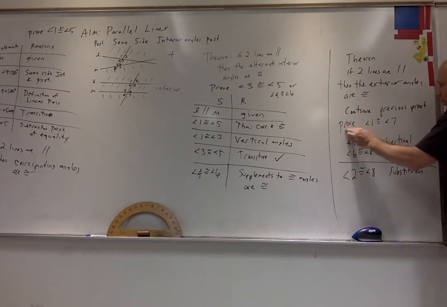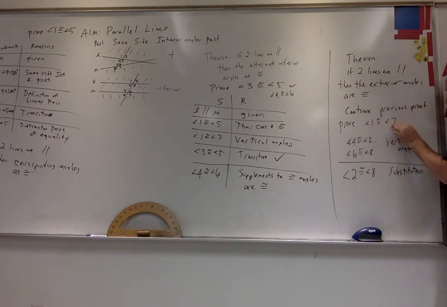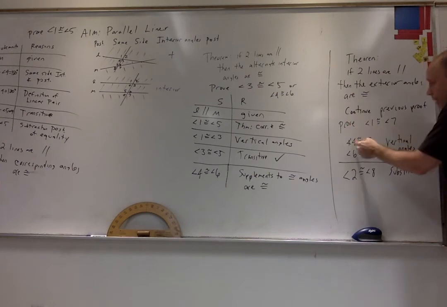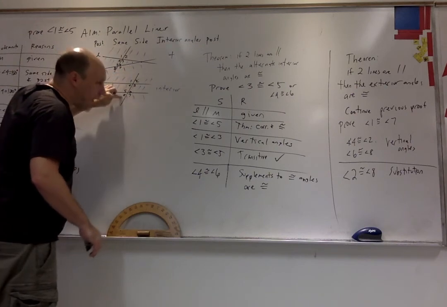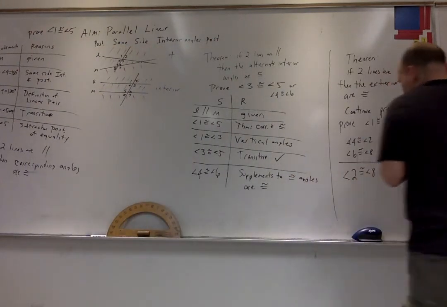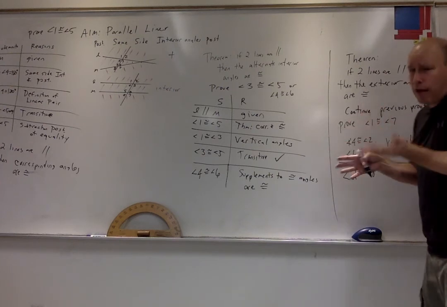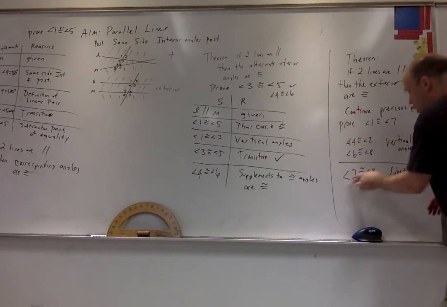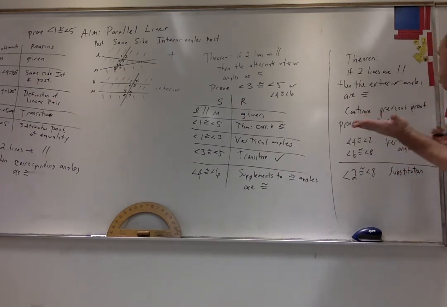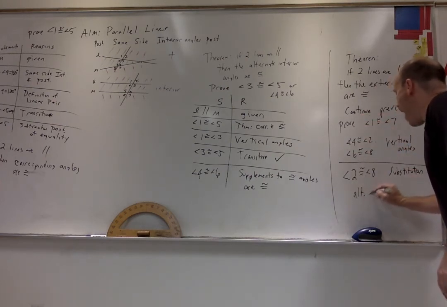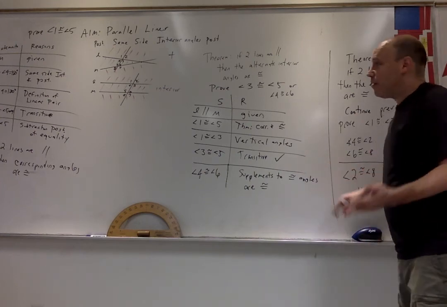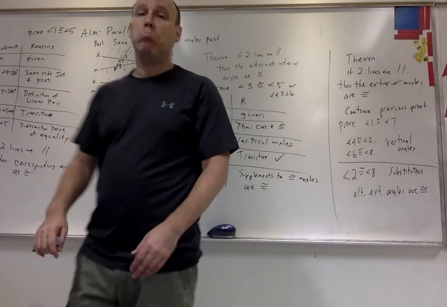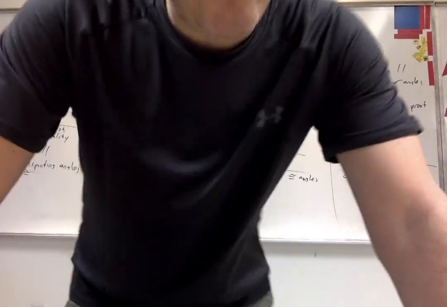Continue the previous proof. We proved that angle 1 is congruent to angle 7. Then we have to prove that. We said that angle 4 is congruent to angle 2, and angle 6 is congruent to angle 8. Therefore, whether it's substitution or chain rule or flipping around, we're just going to say substitution. 2 is congruent to 8. Therefore, alternate exterior angles are congruent. I want you to work on that. And then I'm going to tell you something.